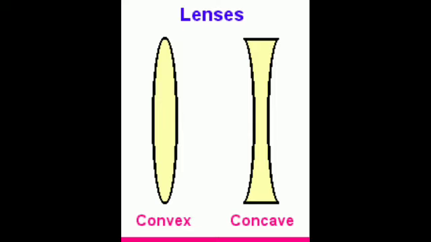Concave or biconcave lens. It is a lens bounded by two spherical surfaces such that it is thinner at the center than at the edges. A parallel beam of light passing through it is diverged or spread out. So, a concave lens is also called a diverging lens. So, convex lens is called converging lens. Concave lens is called diverging lens.